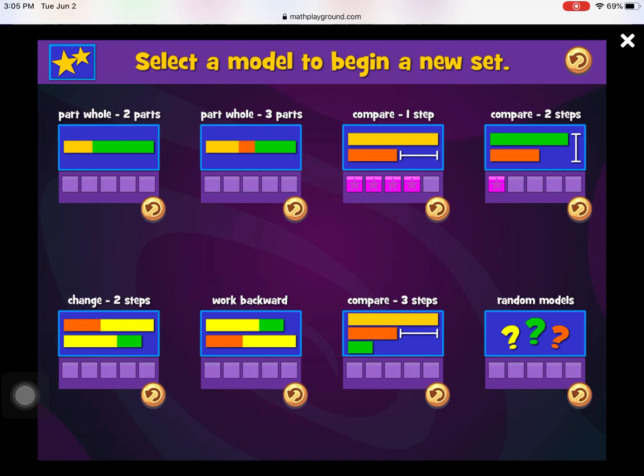I hope that you enjoy doing a bunch of different types of word problems. Some are part whole 2-part. Some were part whole 3-part. Some were compare 1-step or compare 2-step or even compare 3-step. So all of these we have worked on. Change 2-step, work backward, compare 3-step. I know that word problems aren't easy, but the more time that you take really trying to figure out what the question's asking you to do, the easier it's going to be.